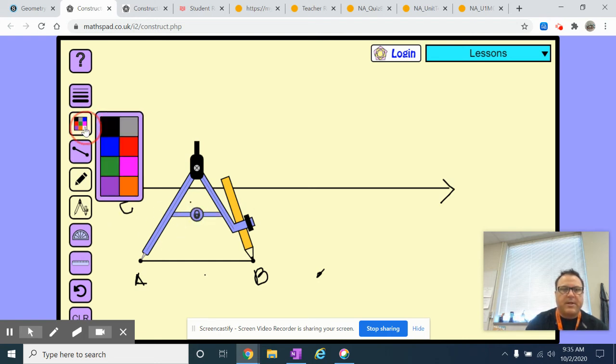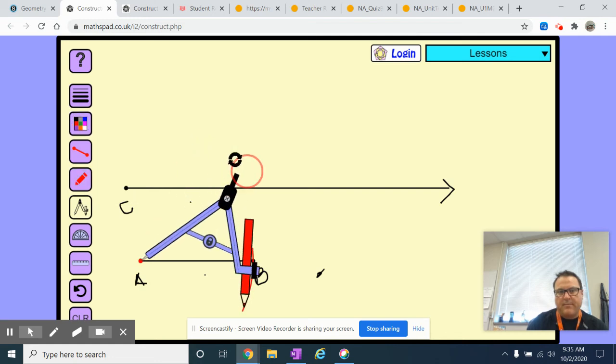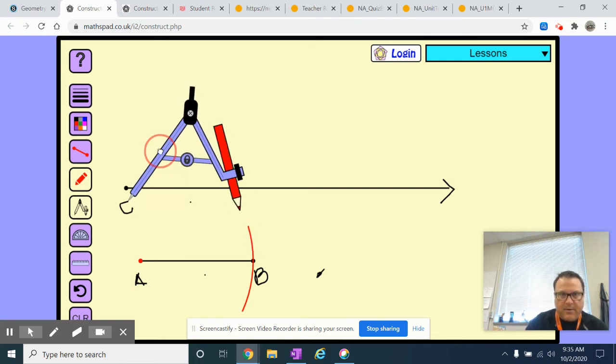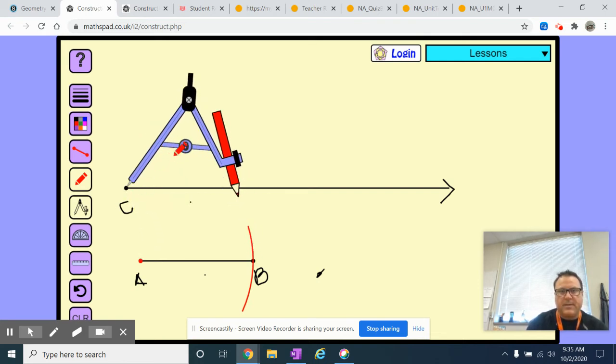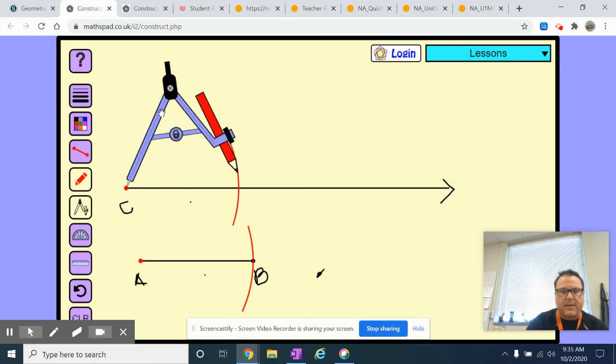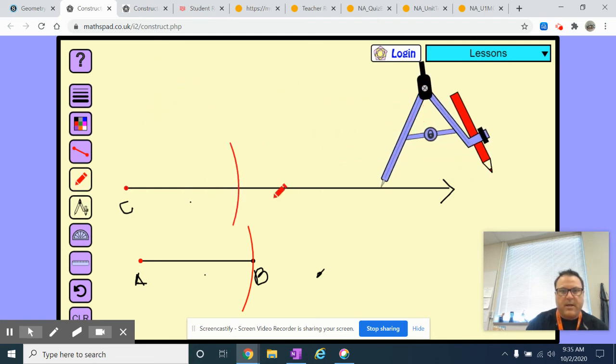Now I'm going to change the color to red, just so we can see. Then I'm not going to make a full circle. I'm just going to grab this little handle right here and make an arc, just like that, just a little bit of an arc. Then I'm going to go up here, put my pointer on C, and make just about the same size arc, just like that. And then I'm going to move mine away. Now I'm going to call that point D right there, okay?